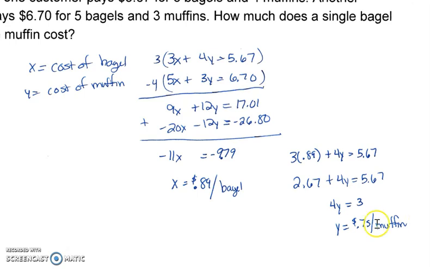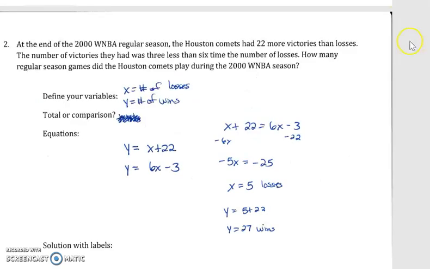Did my work. I hope you had a calculator because it was some decimal work that you had to do. 89 cents per bagel and 75 cents per muffin. So check your answers. I hope you guys did that well. Okay, go ahead and go back to your notes, please, and we'll continue.